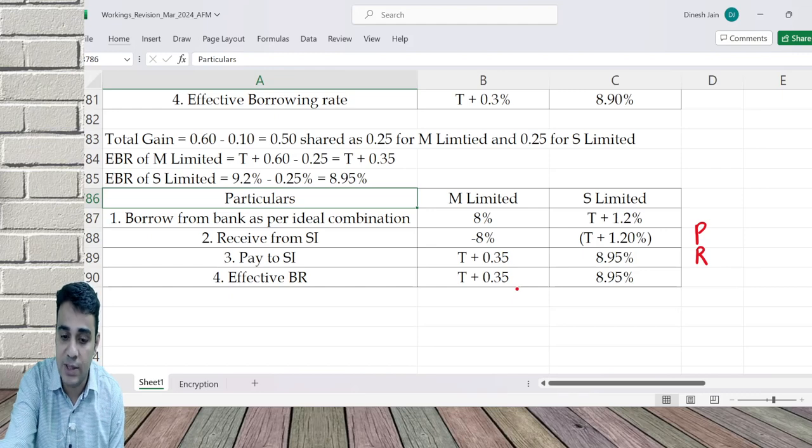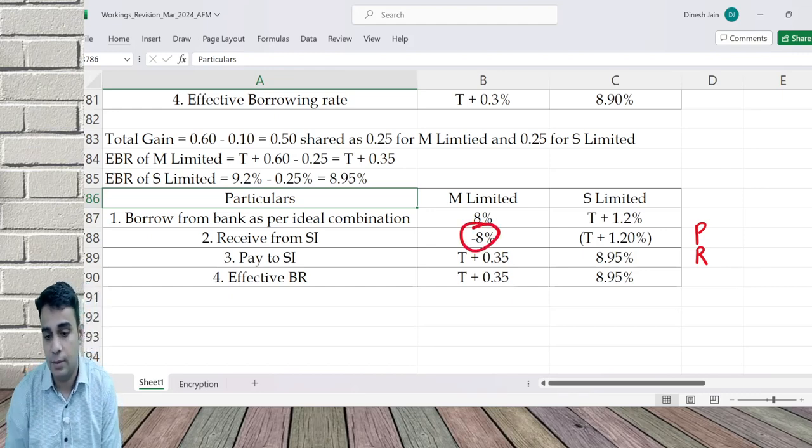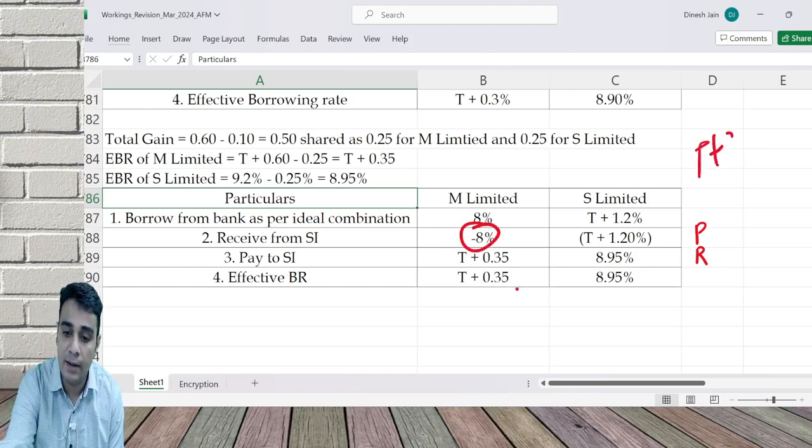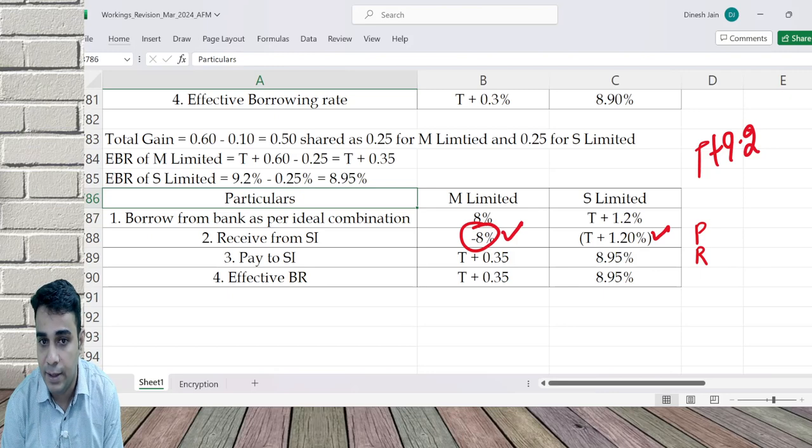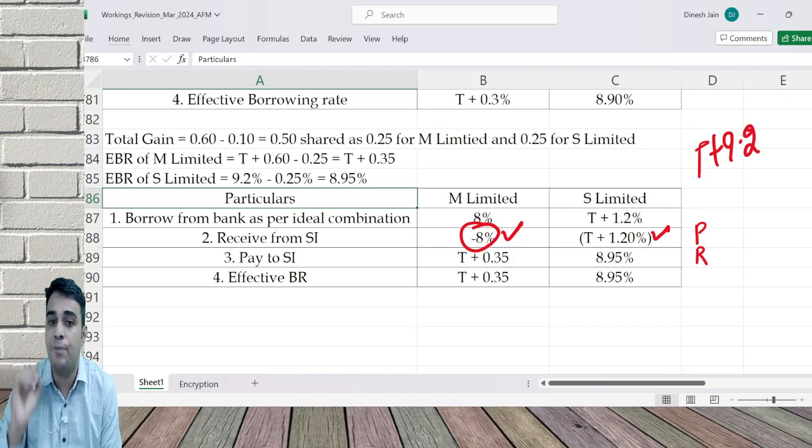T plus 9.2. This 8 is also T plus. See, this is payment. This is also payment. Both are payments of the intermediary. What is he receiving? T plus 9.3. The gap is his income of 0.1.